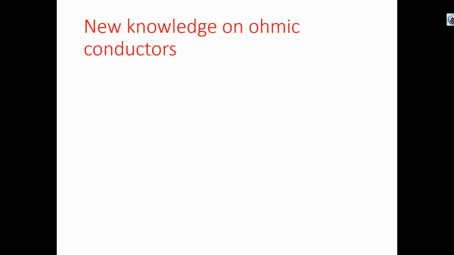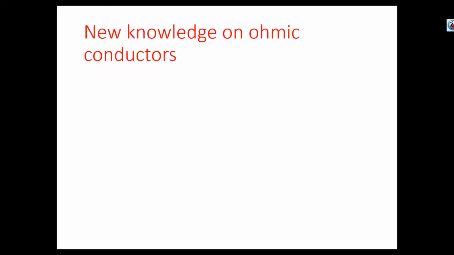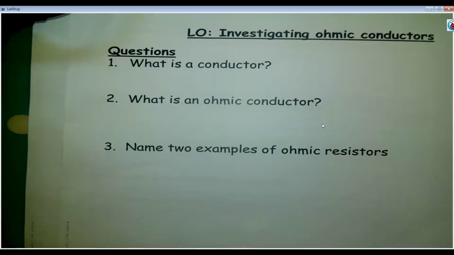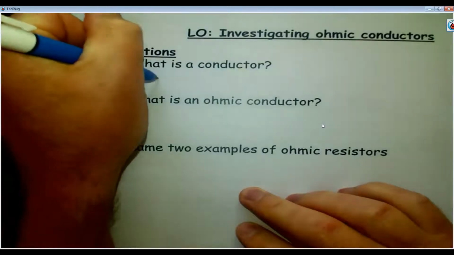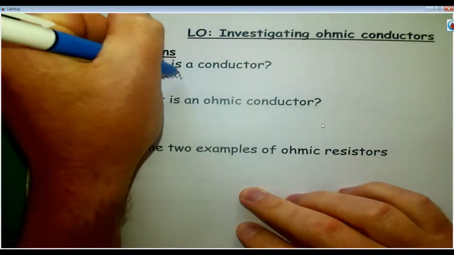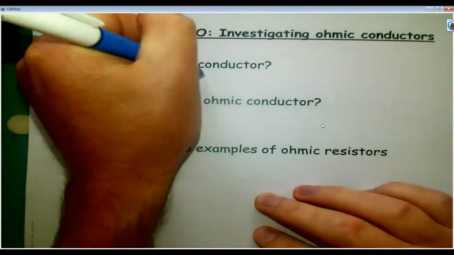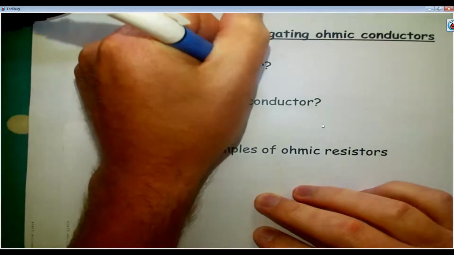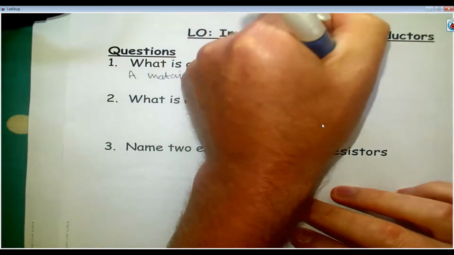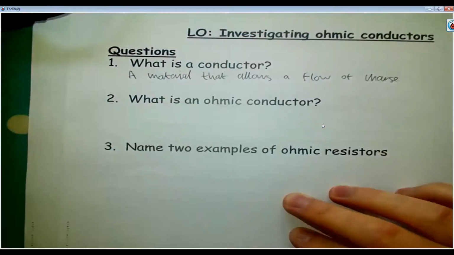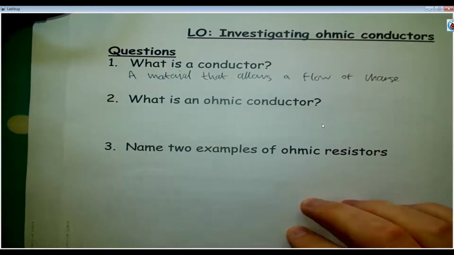Our first piece of new knowledge today is going to be some definitions, on what an ohmic conductor is. First of all, what is a conductor? A conductor is a material that allows a flow of charge.